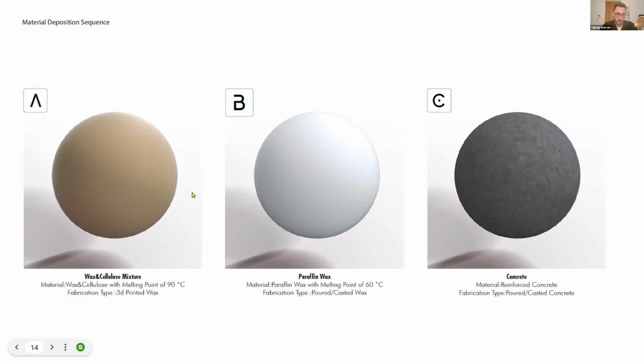And I have 3 materials. One of them is the mixture that I made, the wax and microcrystalline cellulose. The second one is the pure paraffin wax. And the third one is the reinforced concrete that I'm using.